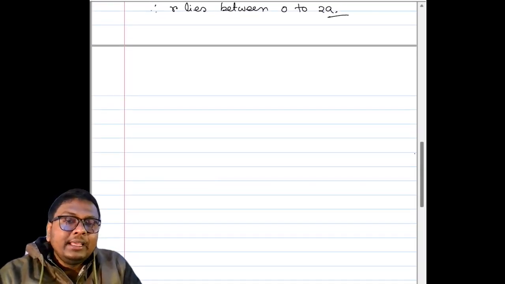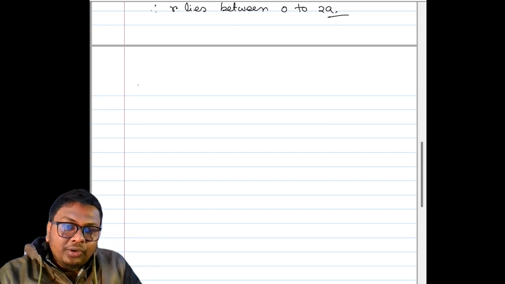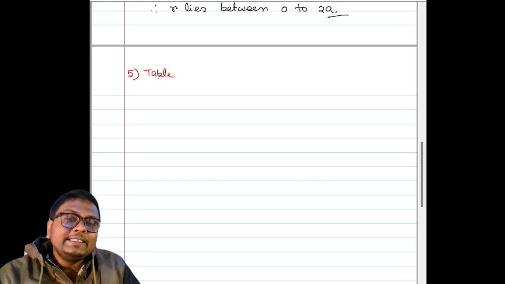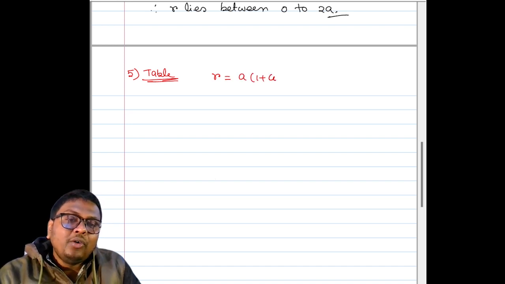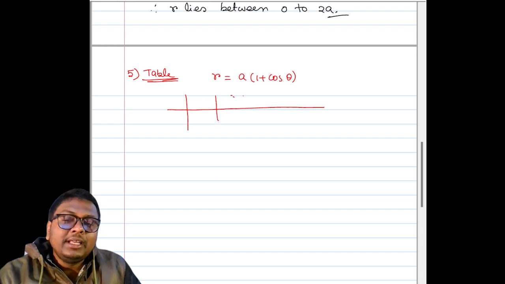And next, here we will do something extra, that is we will find the table. What is the table? For some values of theta we will check what the values of r are.